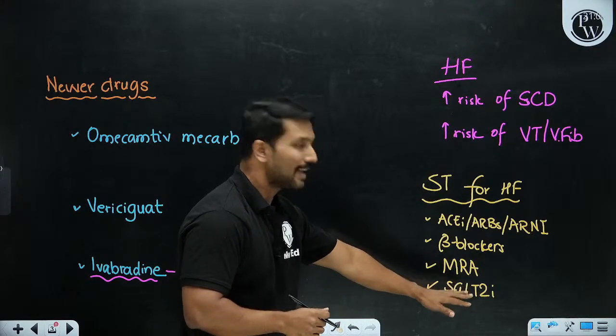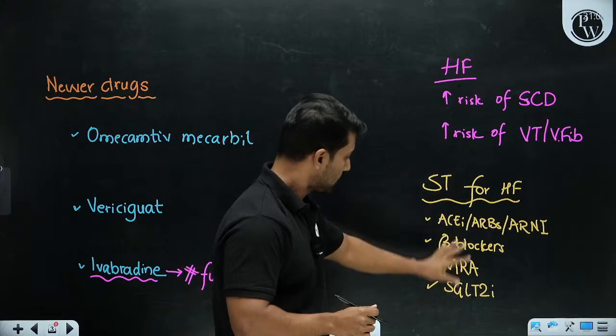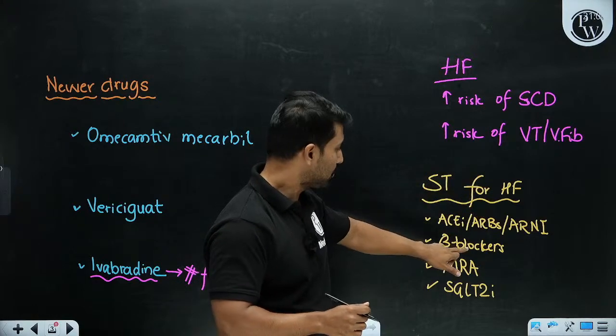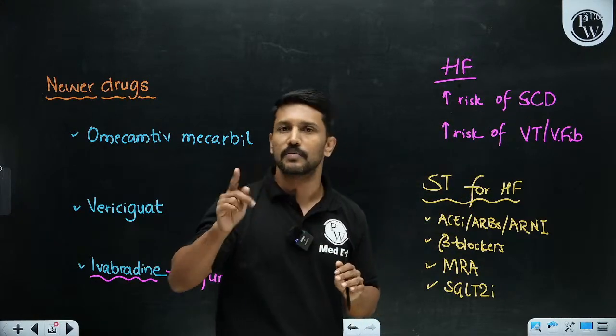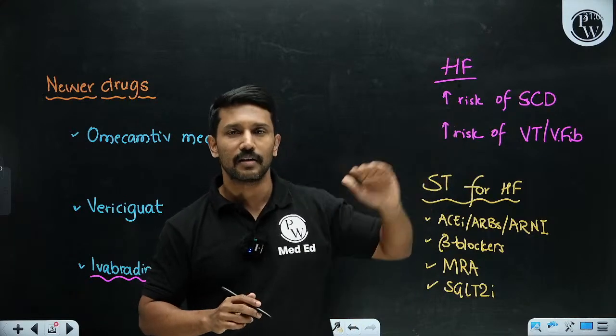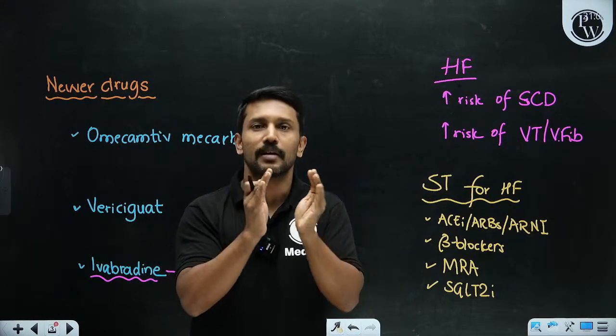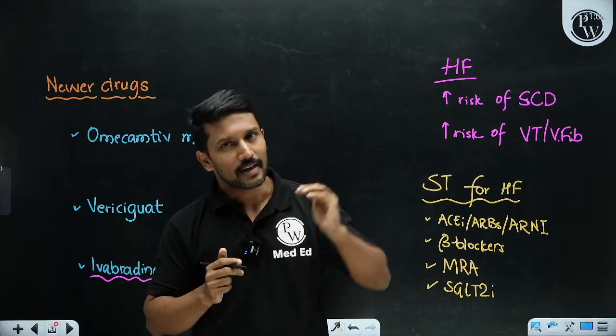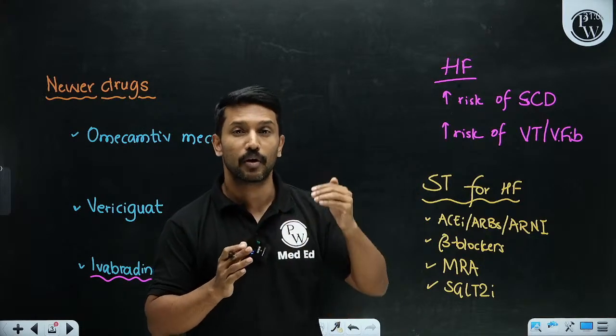SGLT2 inhibitor, right? These are the drugs which are used as a standard treatment for heart failure. यहाँ पे beta blockers का main role क्या है? Sympathetic nervous system activated है in patients with heart failure, and that is increasing the heart rate. Increasing heart rate causes reduced time for diastolic filling, and that causes worsening of the heart failure. Increased heart rate also increases the myocardial oxygen demand.